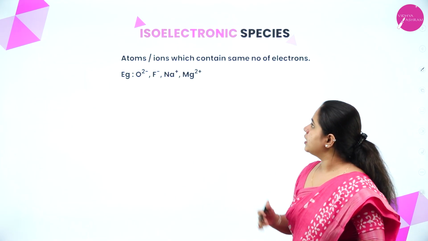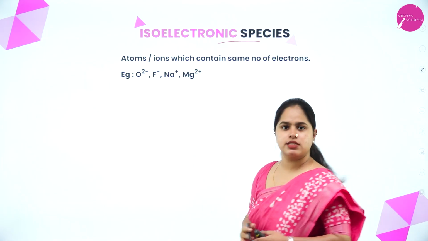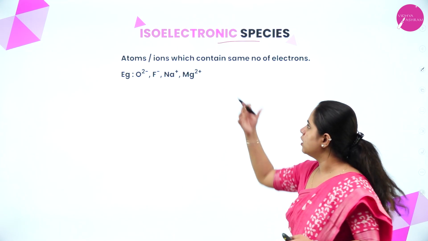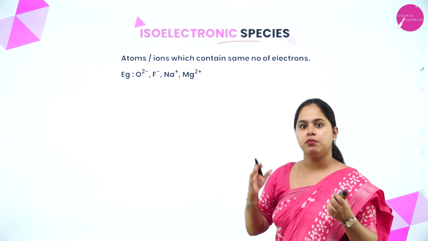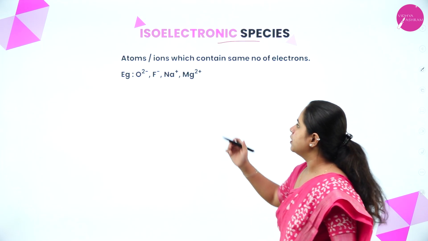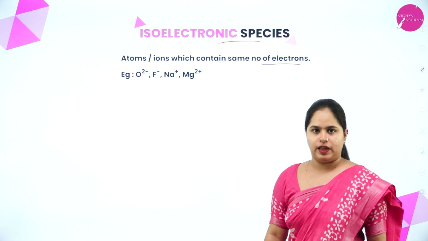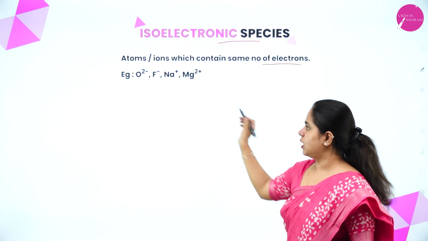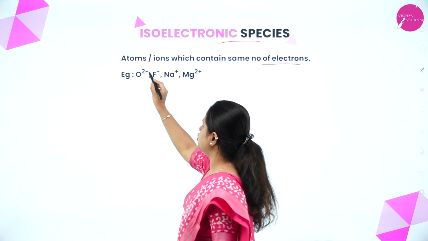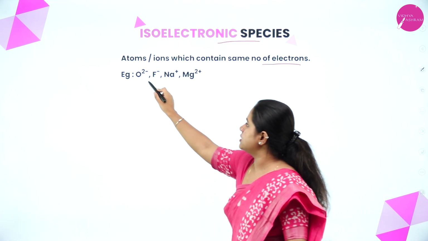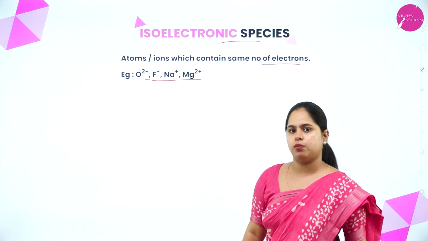Now moving on to isoelectronic species. Even this is a very important topic. What is isoelectronic species? From the name itself you can say same number of electrons. So they are atoms or ions which contain the same number of electrons. Let us take the examples which I have given here: O2 minus, F minus, Na plus and Mg2 plus. All these ions have the same number of electrons.